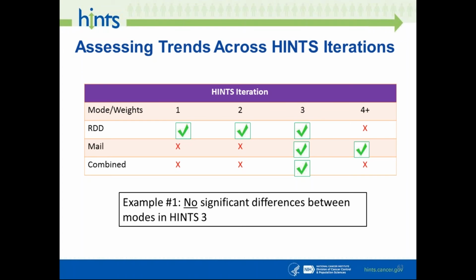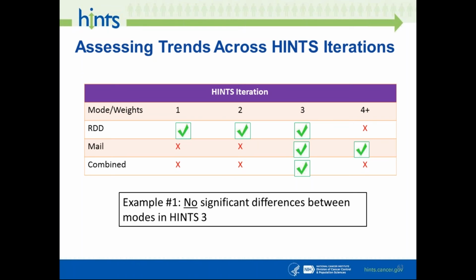Okay, so let's say you want to trend over time, and you have particular outcomes of interest, and you're doing all your testing. Again, Ali's going to show you how you would compare the two estimates. So again, I'm comparing the RDD estimate versus the mail estimate. Let's say, for example, there are no significant differences between modes in HINTS 3. You've tested them out, no differences by mode, cool. That makes your life pretty easy, because then if you want a trend, you can easily just connect all the iterations. We're going to use the RDD weights for HINTS 1 and 2 because that's all we have. We're going to use the combined weights for HINTS 3 because there's no differences. So might as well take advantage of the combined sample.